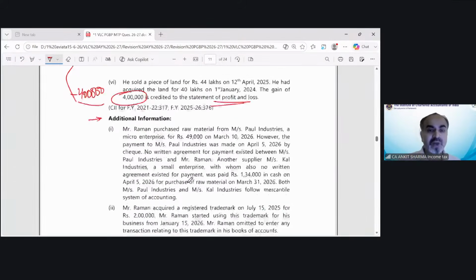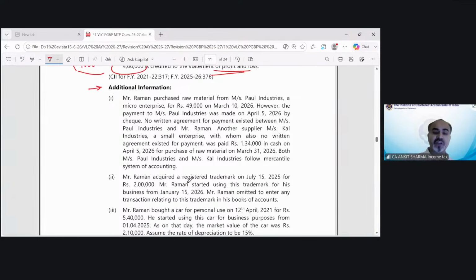And additional information, point number 1 is regarding section 43BH, that is MSME payments. So please read very carefully and then I will ask you what to do with this. Mr. Raman purchased raw material from Messrs. Paul Industries, a micro enterprise, for rupees 49,000 on 10th March 26. However, the payment to Messrs. Paul Industries was made on April 5, 2026 by cheque. No written agreement for payment exists between Messrs. Paul Industries and Mr. Raman. Another supplier.